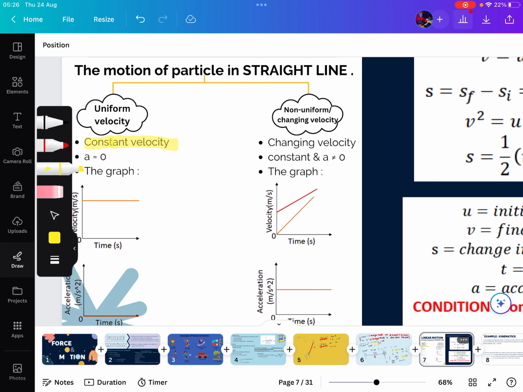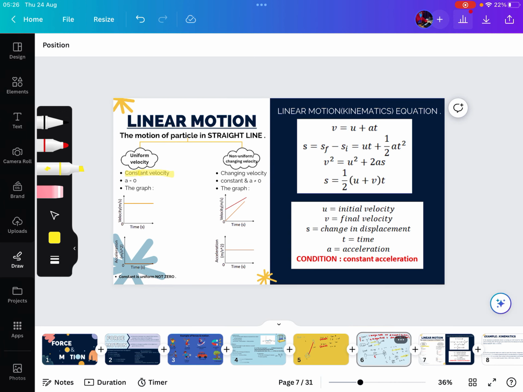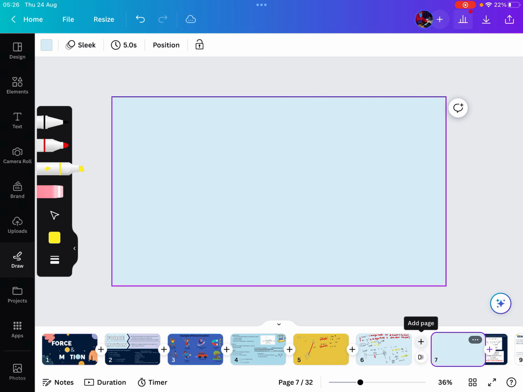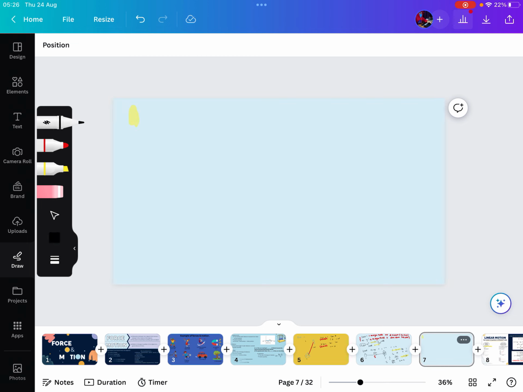because constant velocity means... oh yeah, I forgot to explain what acceleration is. All right, sorry for that. Let me add it over here. I will explain what acceleration means. So apologies because I forgot to explain this. So if velocity is a change in position, or change in displacement, over time, then acceleration is actually change in velocity over time.